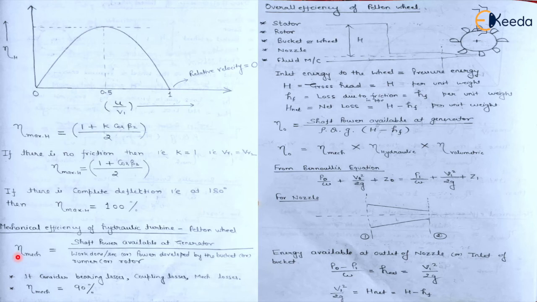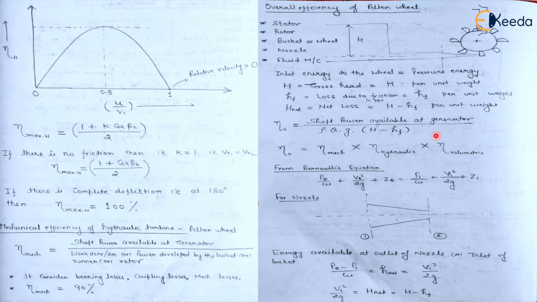Now what is the mechanical efficiency? Mechanical efficiency will be the shaft power to the runner power. This thing I have already explained in my previous lectures. In mechanical efficiency, the following losses are there: bearing losses, coupling losses, and mechanical losses. Normally the mechanical efficiency is 90%. Now what is the overall efficiency of the Pelton wheel? The overall efficiency will be the shaft power to the water power. So if we calculate the overall efficiency, then it will be mechanical efficiency into hydraulic efficiency.